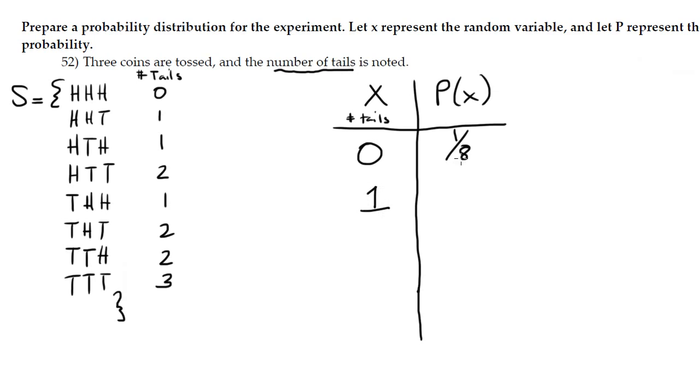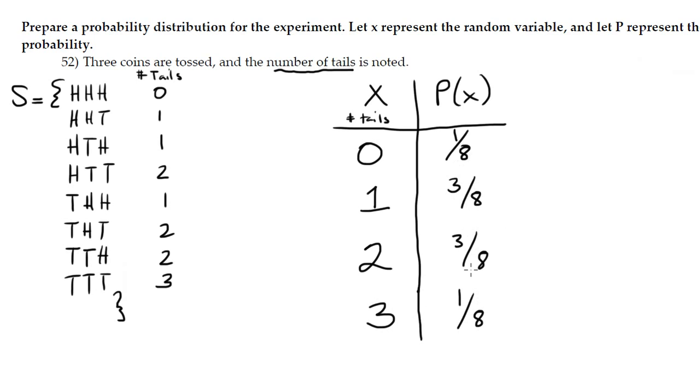I can have 1 tail. What's the probability that I get 1 tail? Well, 1, 2, 3 outcomes had 1 tail. 3 out of the 8 outcomes had 1 tail. Well, I can have 2 tails. And as you can see, 3 of those outcomes have 2 tails. And I can also have 3 tails. 1 particular outcome out of the 8 had 3 tails.